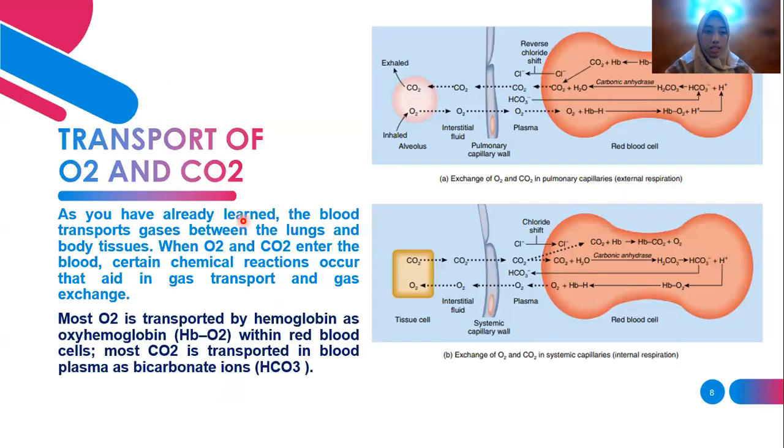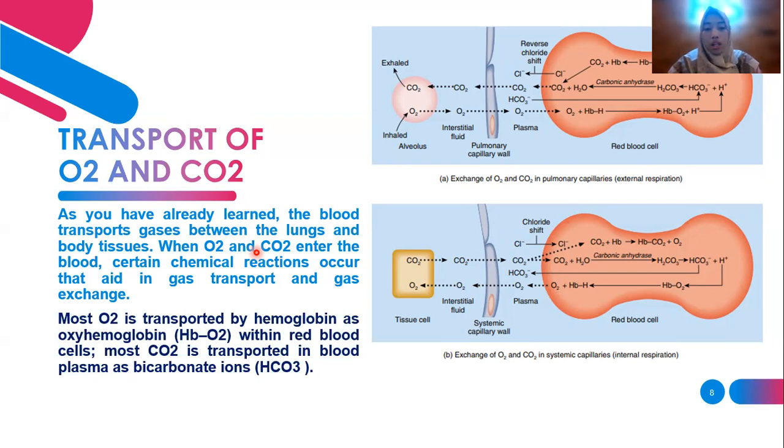And then in the fifth section, we have transport of oxygen and carbon dioxide. As you have already learned, the blood transports gases between the lungs and body tissues. When oxygen and carbon dioxide enter the blood, certain chemical reactions occur that aid in gas transport and gas exchange. Most oxygen is transported by hemoglobin within the red blood cells, and most carbon dioxide is transported in blood plasma as bicarbonate ions.